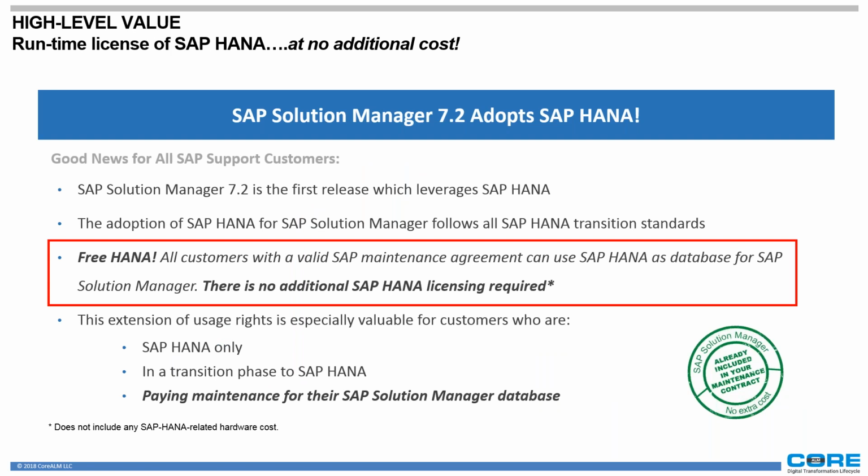And as we can see, pretty much everywhere we read about SAP, it's almost certain that you'll hear the word HANA associated with it. So Solution Manager has been pushed down the same path. Solution Manager 7.2, which is the current version, adopts SAP HANA. So it will allow you to run Solution Manager on HANA. And again, the HANA license for running Solution Manager is already included in your maintenance contract, so there's no additional database licensing cost associated with that.